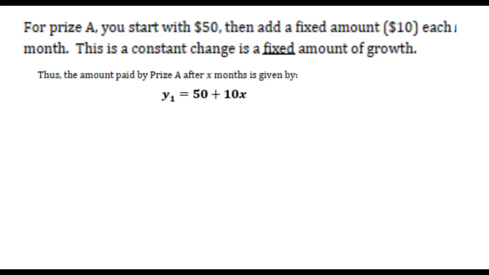For the next activity, they have us do a word problem, comparing two prizes that we've won. Oh yay, free money! So it says you start with $50 and then add a fixed amount. So a fixed amount means you're going to get that same amount every single month. This is the constant change. This constant change is a fixed amount of growth. It means you're not getting more than $10 each month. You're just going to get that $10. And that equation is shown by what we start with, which is that $50, and then what we get each month. The reason why it's adding is because we are growing.